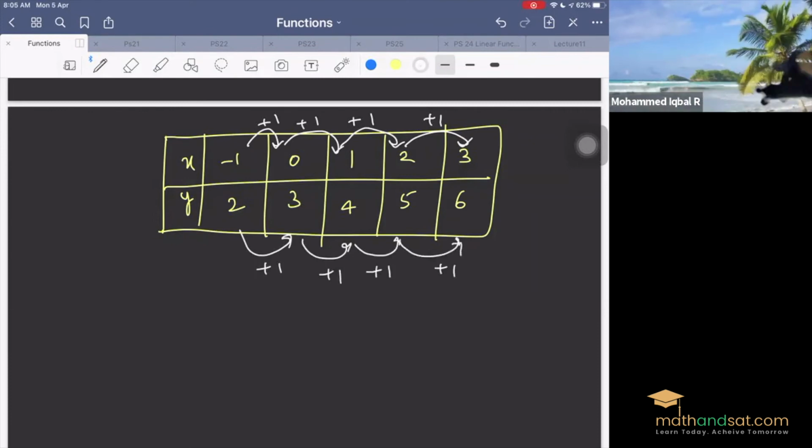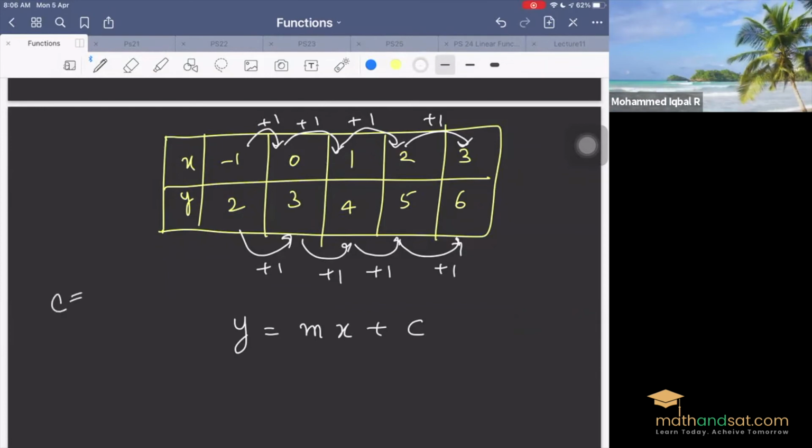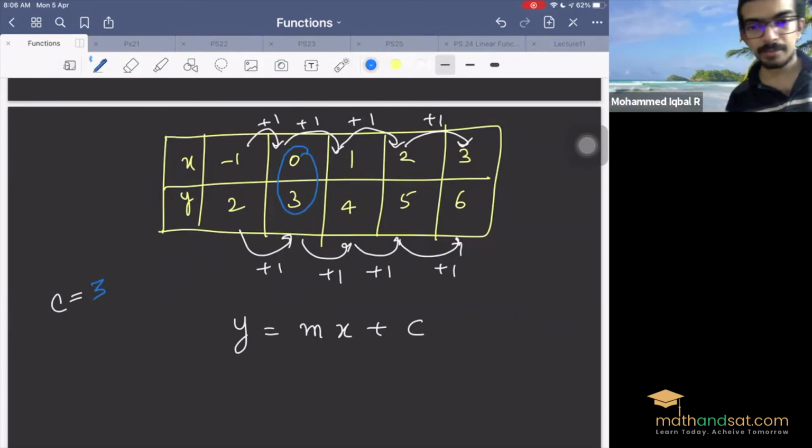So this is a linear relationship. So you can write it as some mx plus c. And what is the c value? C value is the output value when your input is 0. So look at this. When your input is 0, that is, C is equal to 3. When your input is 0, what is the output? Look at that. That is 3.